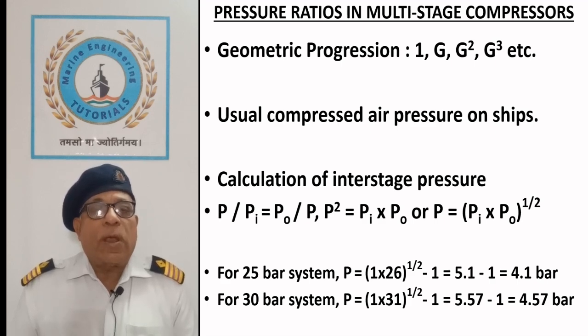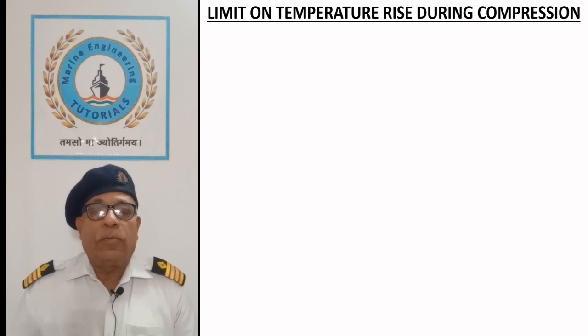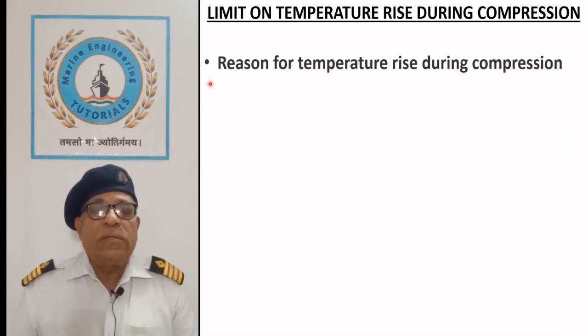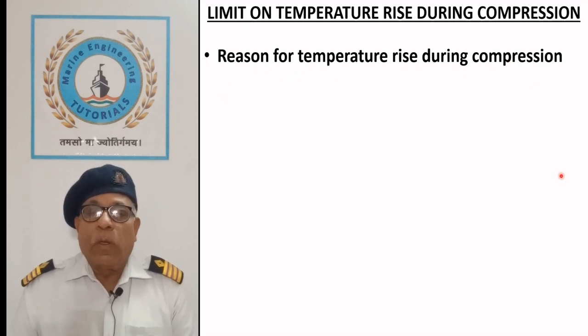Limit on temperature rise during compression. Reason for temperature rise during compression. Compression of air results in rise of its temperature as the heat of compression is added to it. Rise in air temperature is also responsible for further rise in its pressure, which can be reduced by cooling the air.